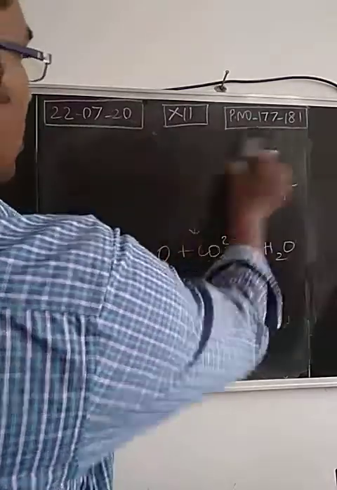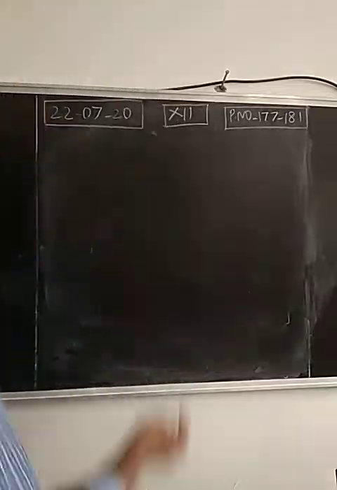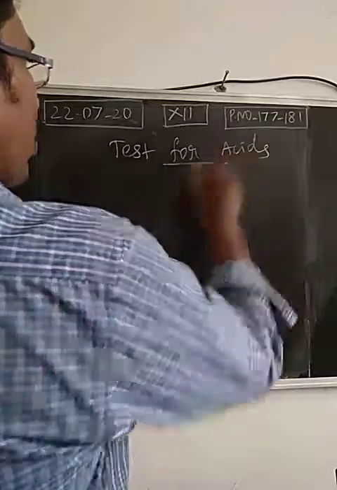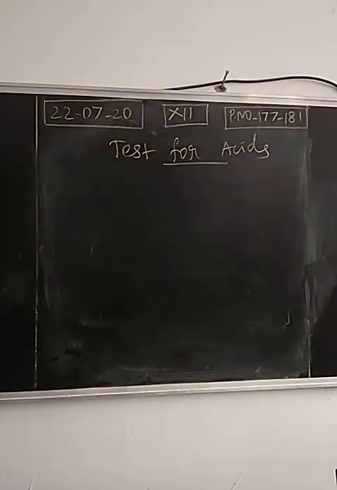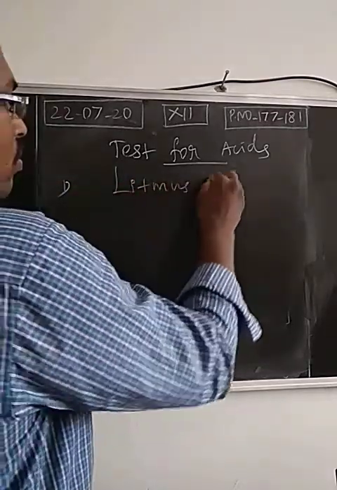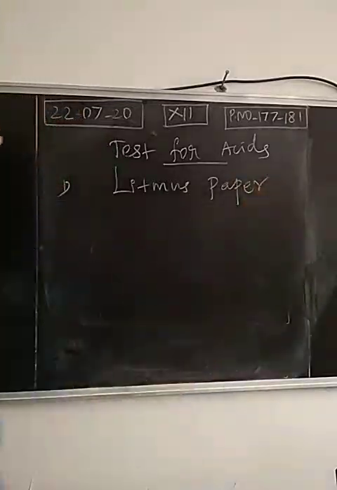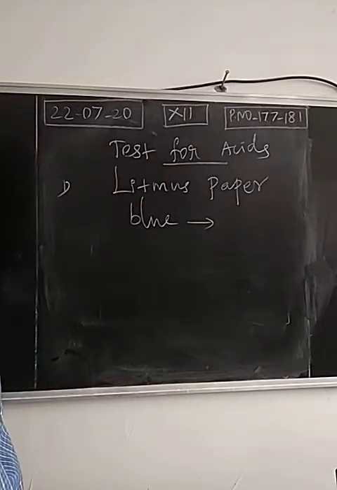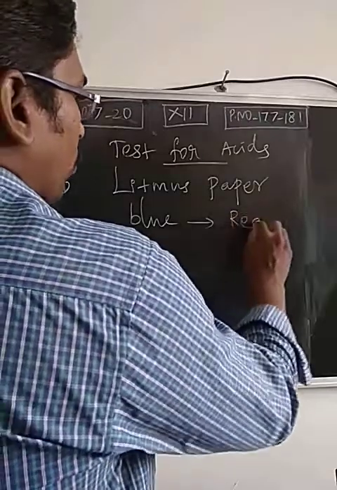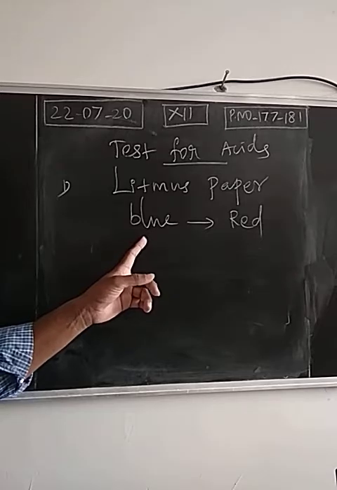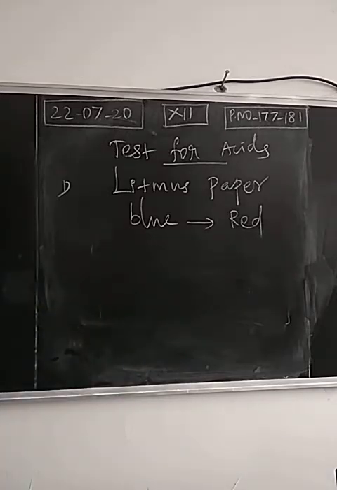Next one, test for carboxylic acid, a public 3-mark question. So we have taken organic acids, carboxylic acids. What are the tests? First test, the litmus paper test. When the blue litmus paper is dipped in acid, it will change into red. Like inorganic mineral acids, organic acids also change blue litmus paper into red. This indication proves that the substance is an acid.